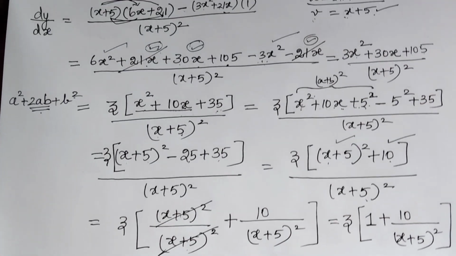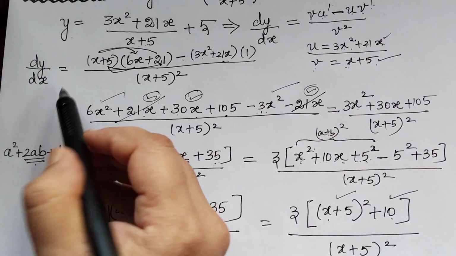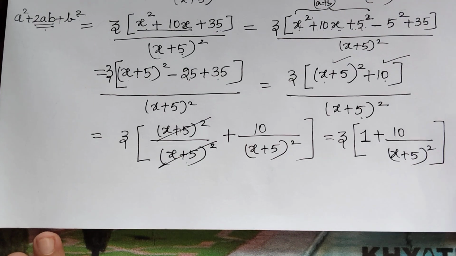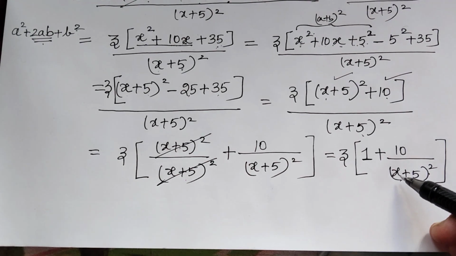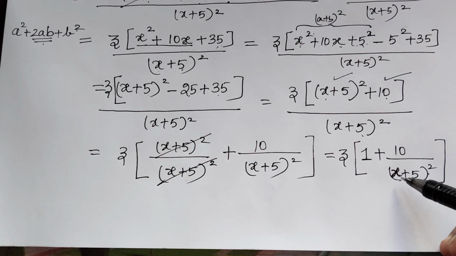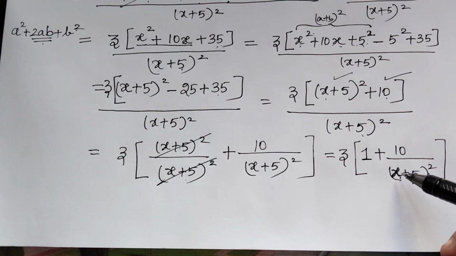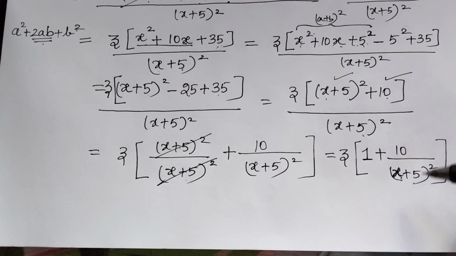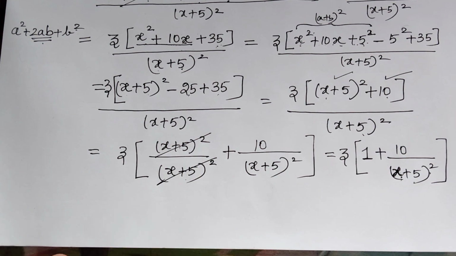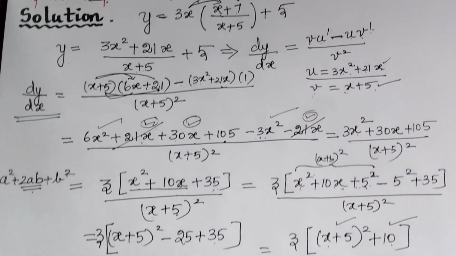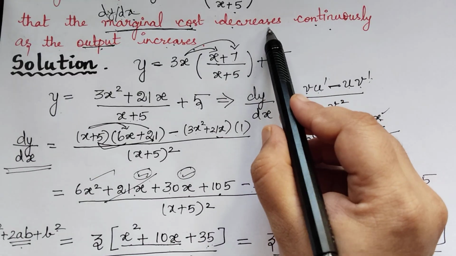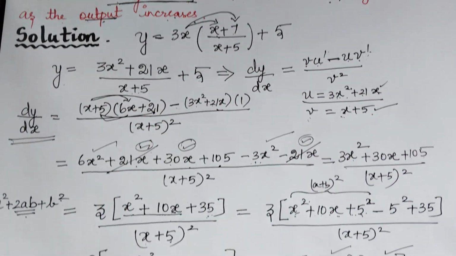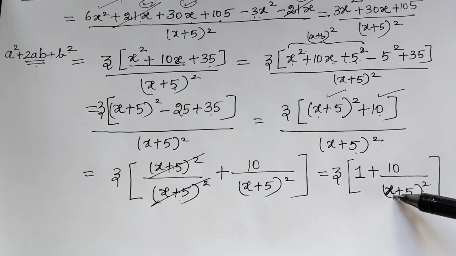So therefore we have proved that the marginal cost, that is dy by dx, is inversely proportional to x plus 5 the whole square. That is, this output x is in the denominator. So as this output increases, the marginal cost will decrease. So therefore we have proved that the marginal cost decreases continuously as the output increases. The reason is it is inversely proportional.